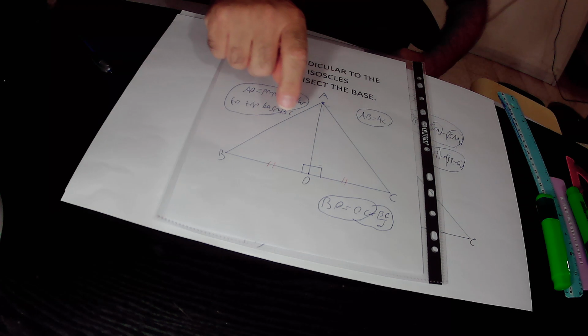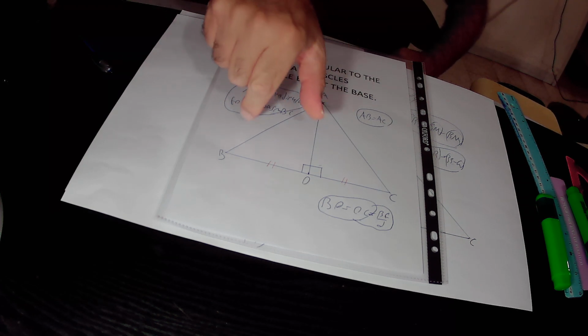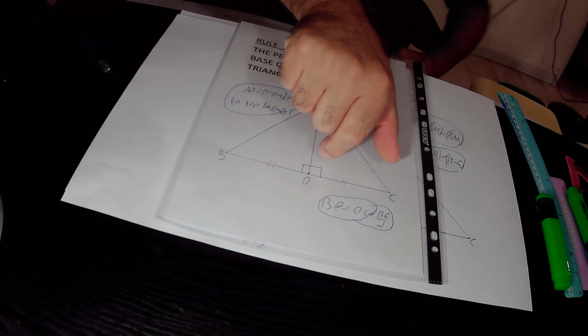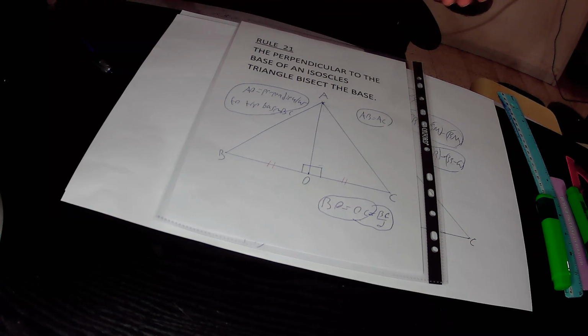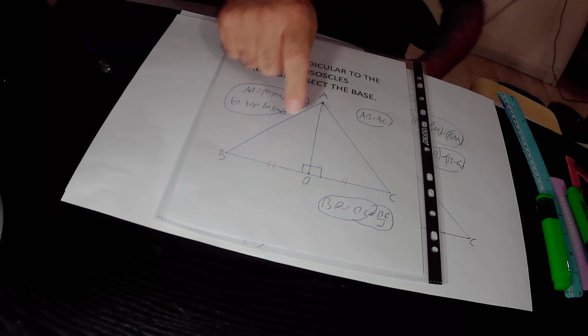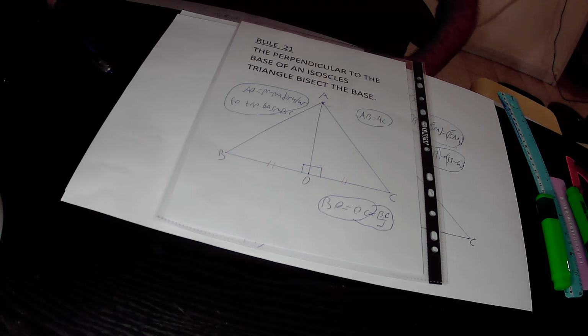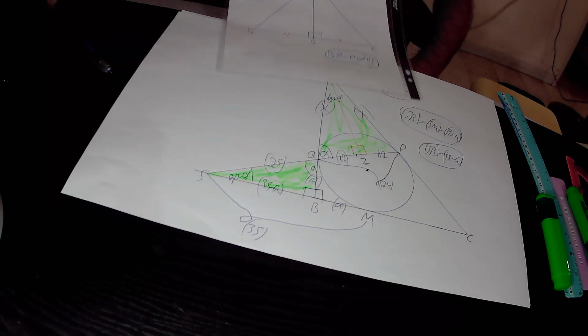If AO bisects the base BC, it means that the first half is BO, the second half is OC, and each half of course equals BC over 2. So BO equals OC equals BC over 2. So you can implement rule 21 in our drawing.